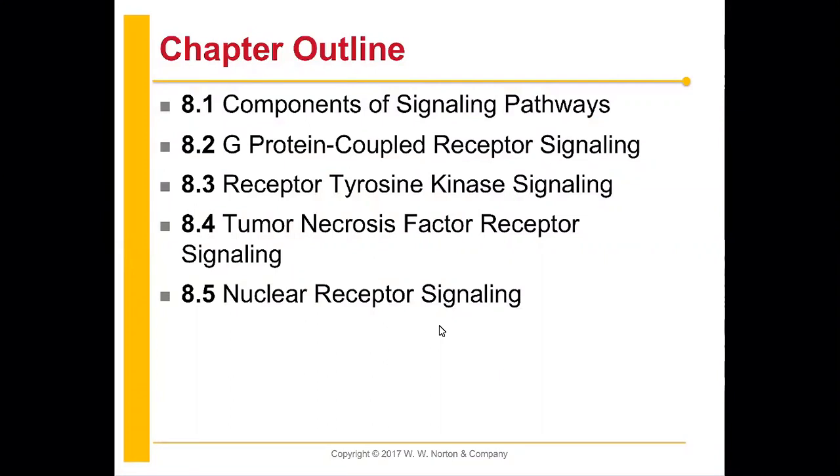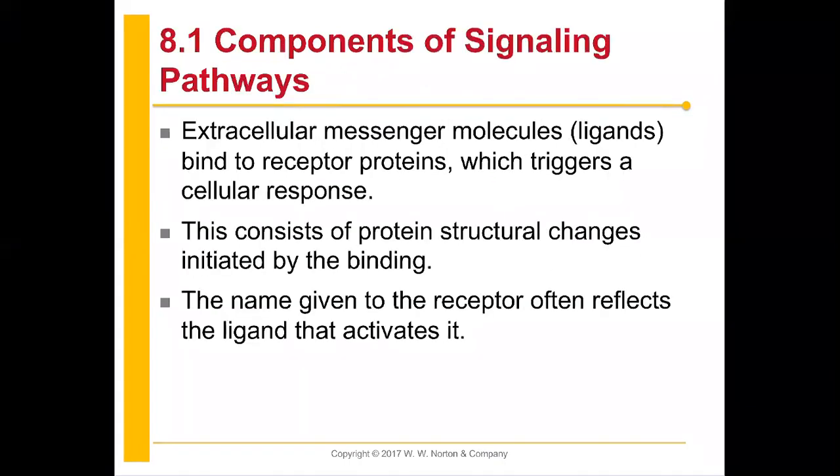What we'll do is talk first about the components of cell signaling pathways. What are the general ideas? How do they generally work? And then we'll talk specifically about a couple of different ones. The big four that we're going to cover are G protein coupled receptors, tyrosine kinase receptors, tumor necrosis signaling, and then nuclear receptor signaling. It's good to have examples of each one of those big four so that we can understand the process.